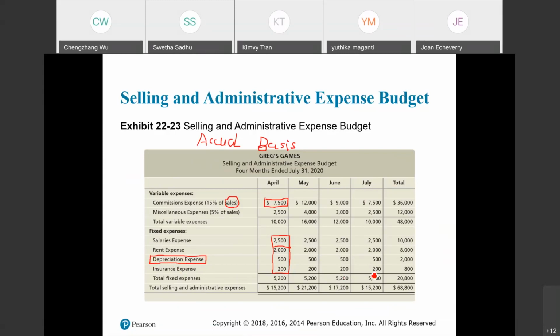That means regardless of fixed assets usage, the depreciation for each month is fixed. In this case, that amount is $500 for each month, regardless of the use of fixed assets.